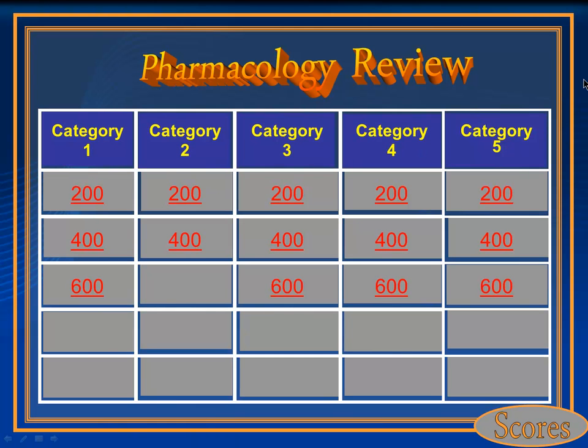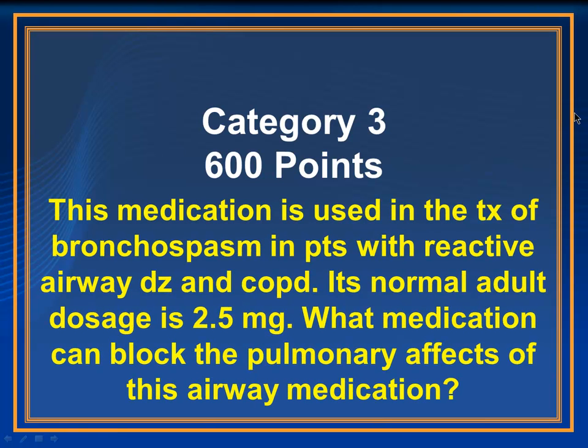All right, group number 5. What you want? This medication is used in the treatment of bronchospasm in patients with reactive airway disease and COPD. Its normal adult dosage is 2.5 milligrams. What medication can block the pulmonary effects of that airway medication? You need to know what that medication is, think about it, and tell me, when I pull this list of drugs up, what medication is going to block the effects this medicine is supposed to do. That make sense?